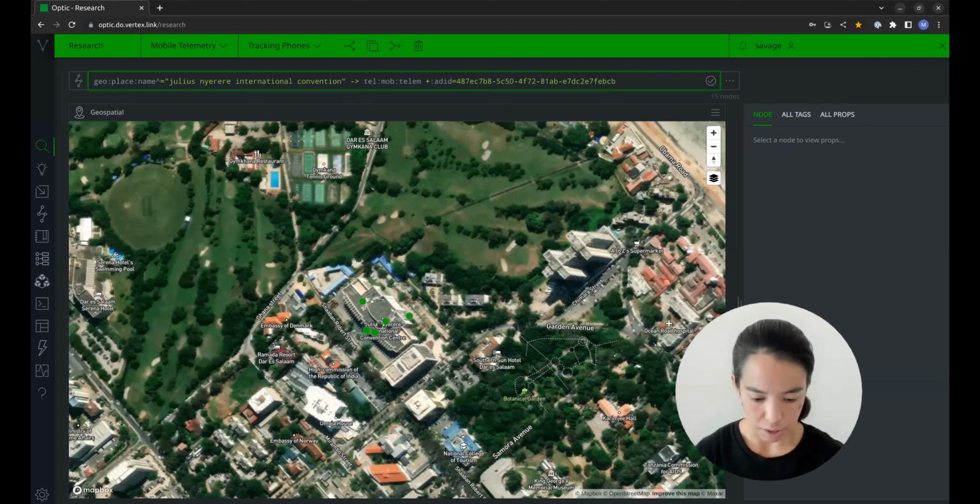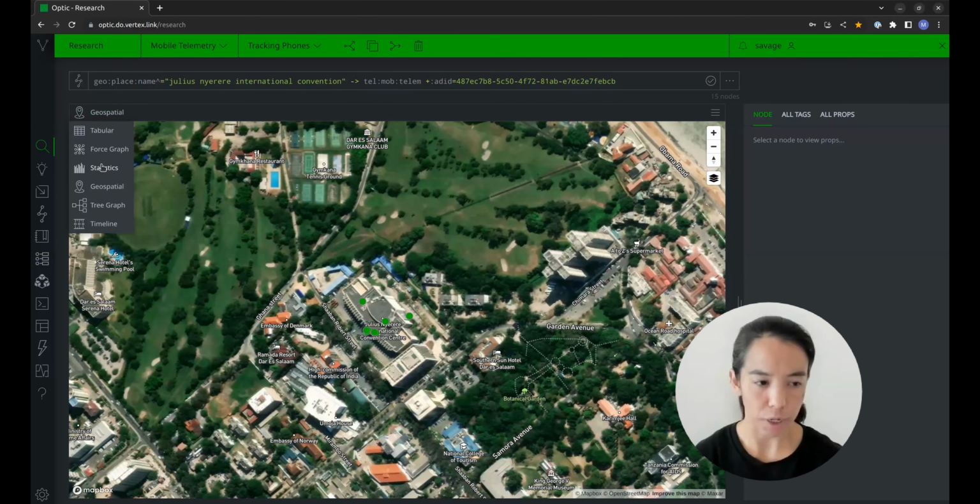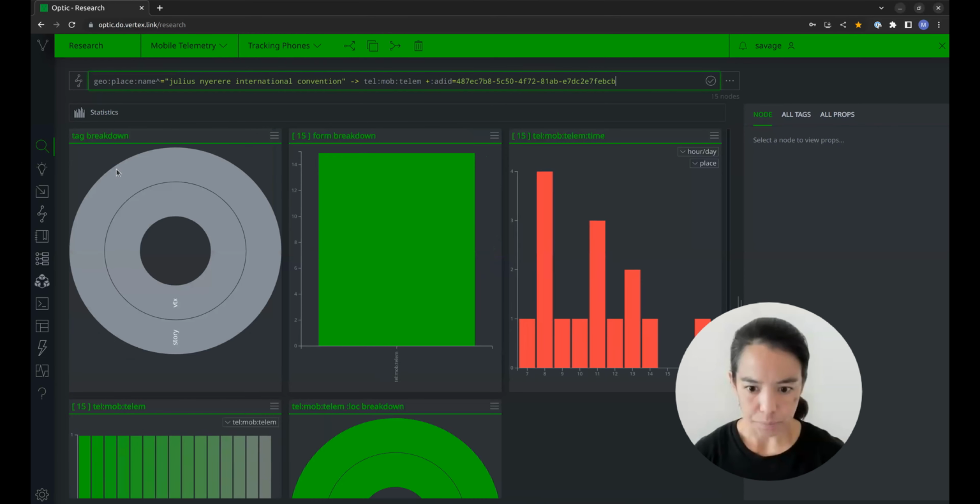So one of the things that we can do here is go to geospatial again and look at the actual breakdown of the time that they appear to be at the convention center. Tanzania is the UTC plus 3 time zone. So the times that we see the phone beaconing from there throughout the day are about 10 a.m. to 5 p.m. or so, which would definitely be the work day in that time zone.